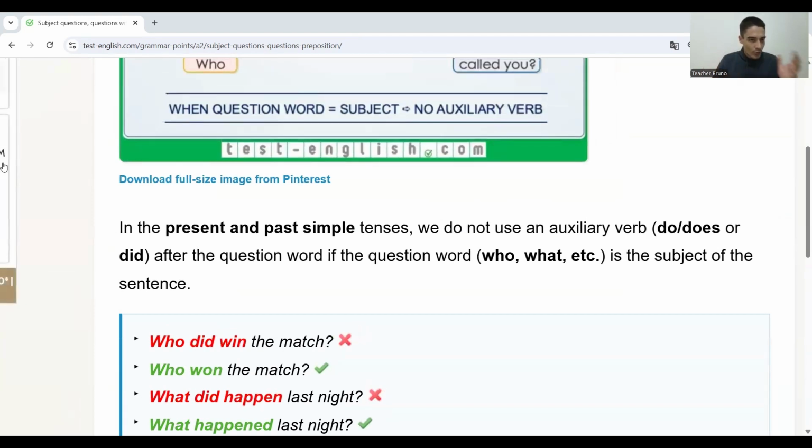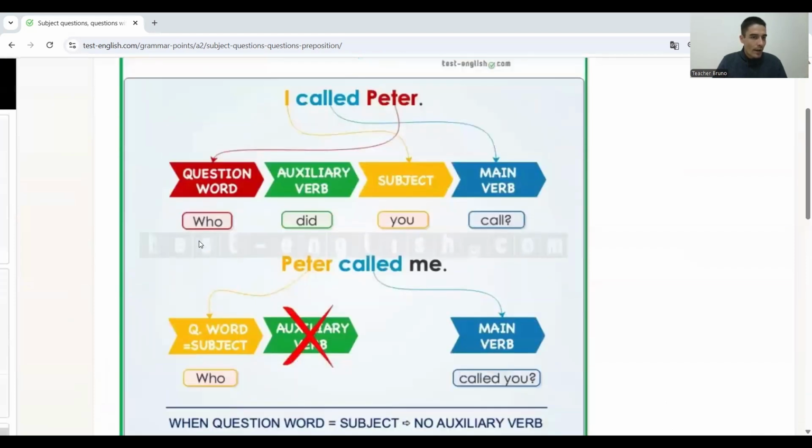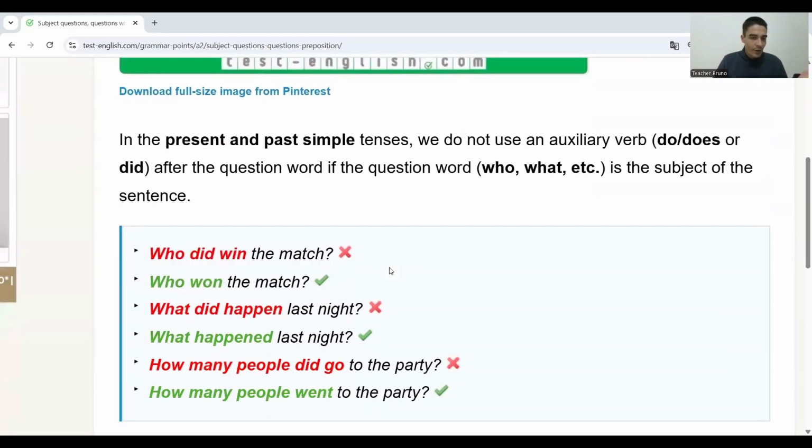Very simple. We just change the auxiliary verbs, present and past. Question word: where, who, what, when, why. Auxiliary verb: do or did, or even does. For he, she, it, present simple third person, we use does. And finally, the subject and main verb.